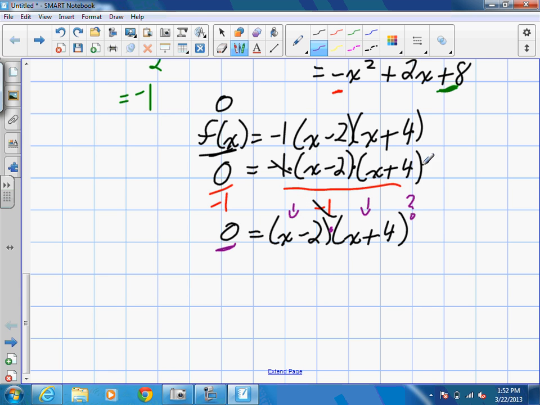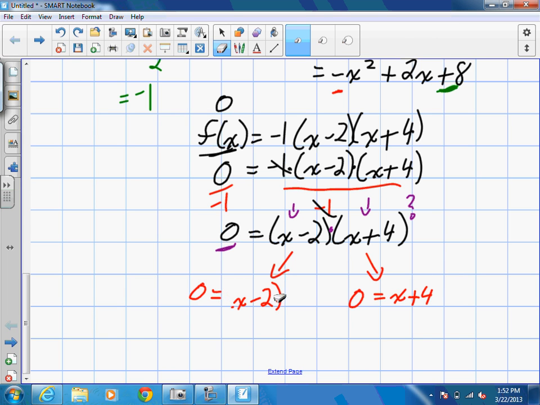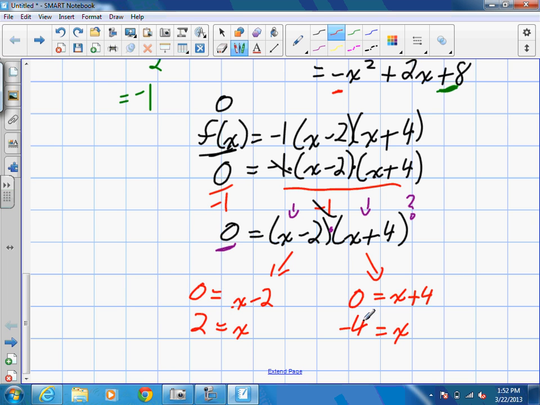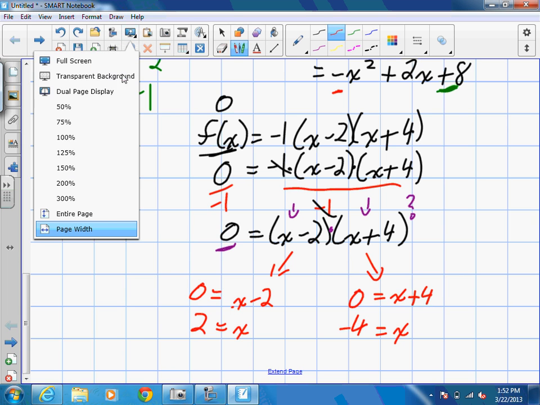We split the equation, okay? And we get 0 equals x minus 2. And 0 equals x plus 4. Okay? I don't need the brackets actually anymore. And we find x. So when I move 2 to the other side, what do we get? 2. And when I move 4 to the other side, what do I get? Negative 4. Is that exactly what our x-intercepts were? That's exactly what they were. So if you're given factored form, this is how you find x-intercepts.